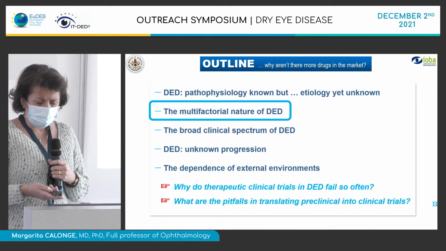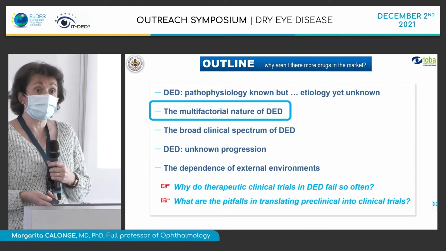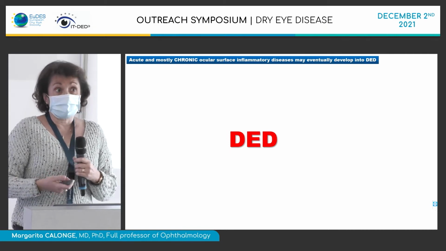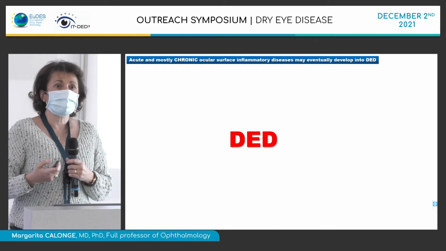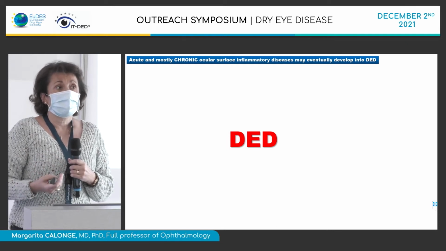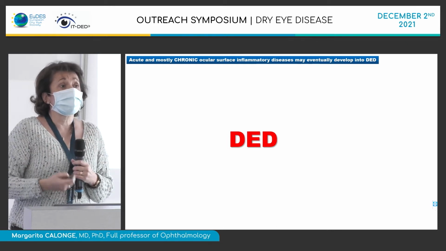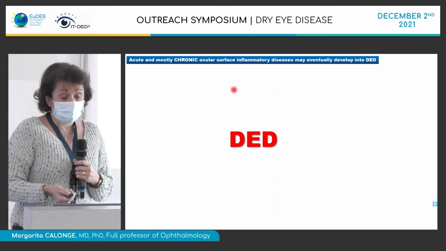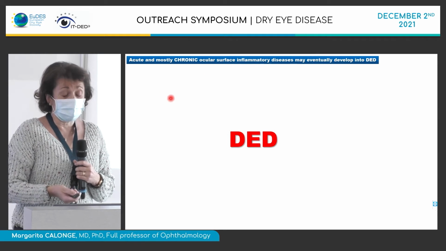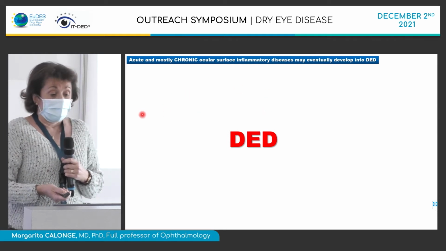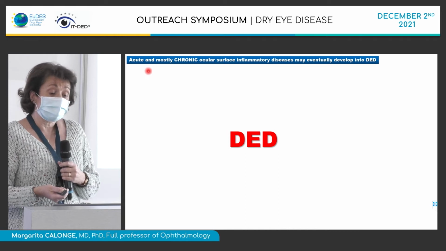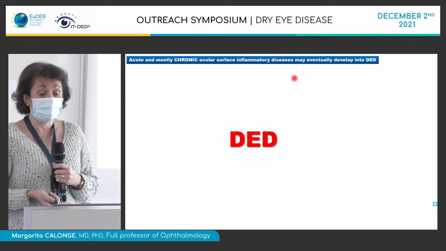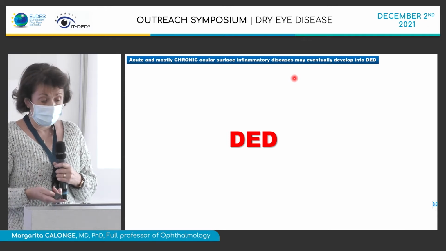What about the multifactorial nature of dry eye? This is in the definition, we talked about that. But because I'm a clinician, I'm going to show you this with pictures so that you basic researchers understand something that was said more than 30 years ago by a famous clinician: that not only acute problems, but mostly any chronic ocular surface inflammatory disease may eventually develop into dry eye.